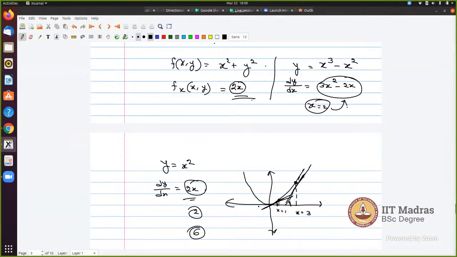The other way of saying this is that the value of slope is 6, and that is also tan theta. If this is theta, then tan theta is 6 basically. And so when we differentiate a function, whatever result we get, like here we got 3x square minus 2x, it is again a function. Here also, y equal to x square gives 2x, which is again a function.